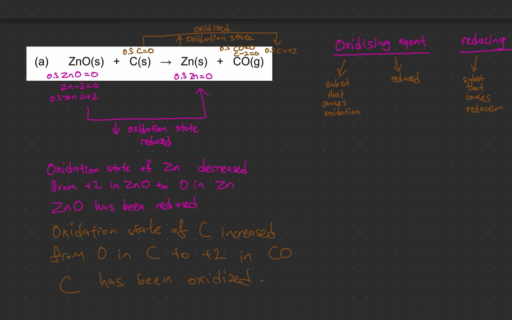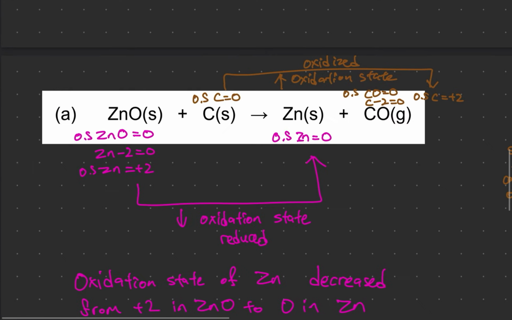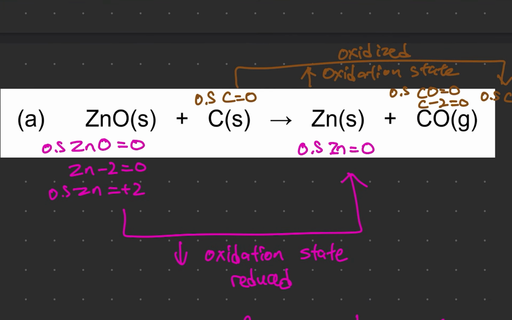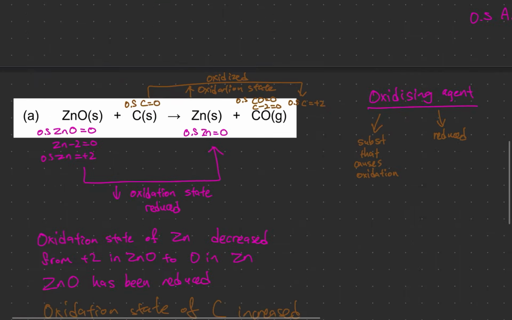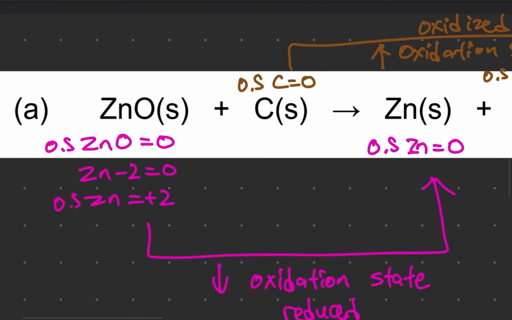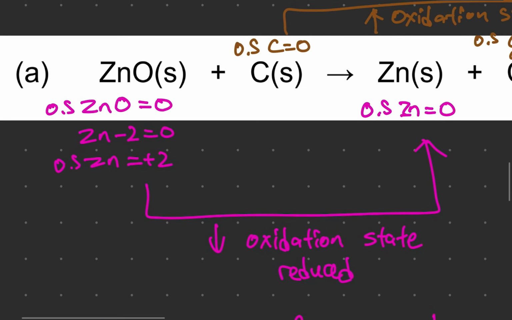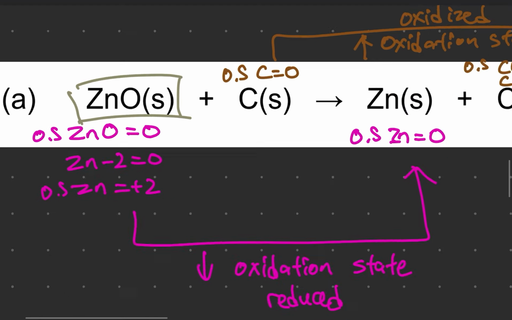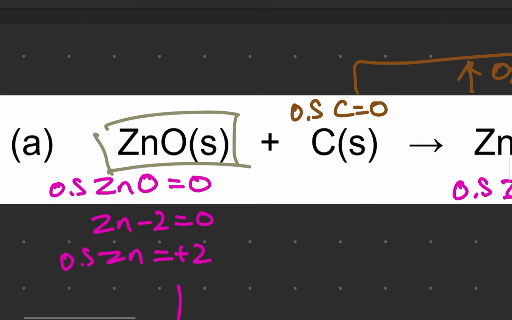So now, we're going to identify which one is the oxidizing agent and which one is the reducing agent. So, yeah, let's come here. Which one is the oxidizing agent? Now, we know that the oxidizing agent is something that causes oxidation and it itself will get reduced. So what reactant here causes the oxidation to occur and it itself gets reduced? Now we know that zinc oxide gets reduced and it causes carbon to get oxidized. So therefore, zinc oxide is your oxidizing agent.